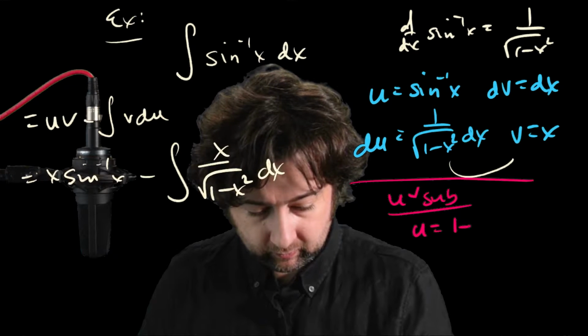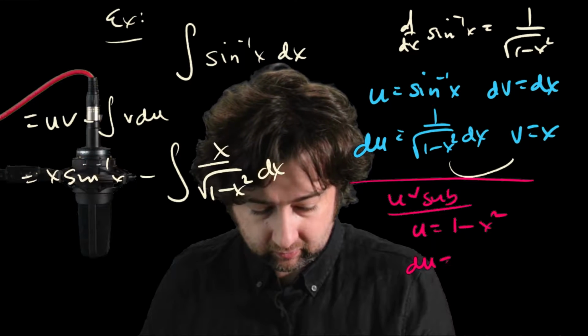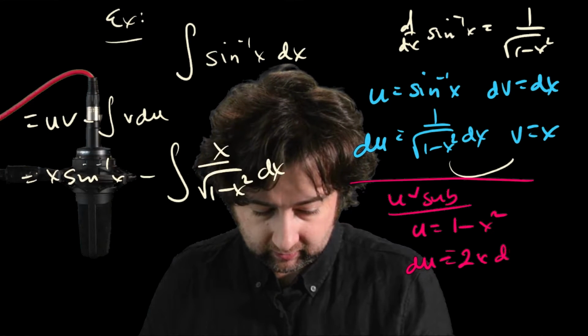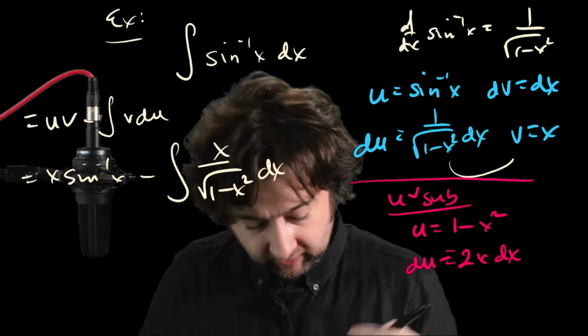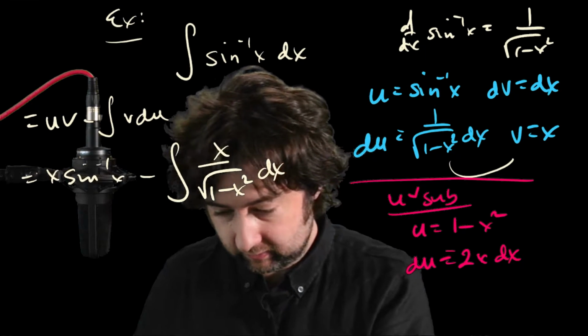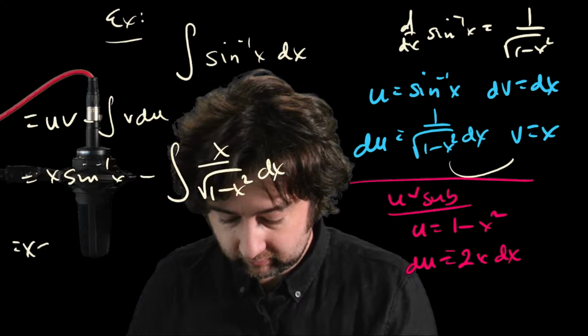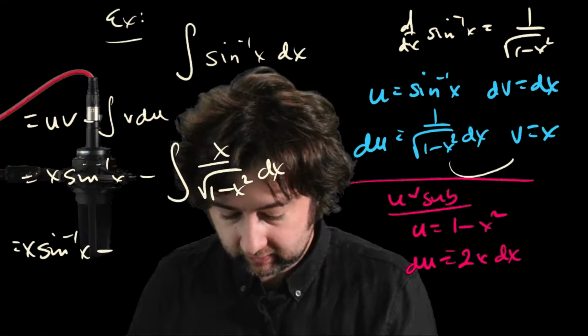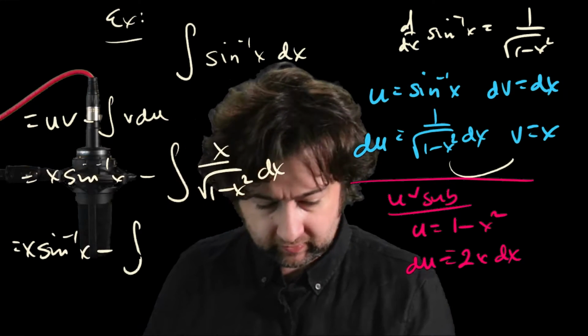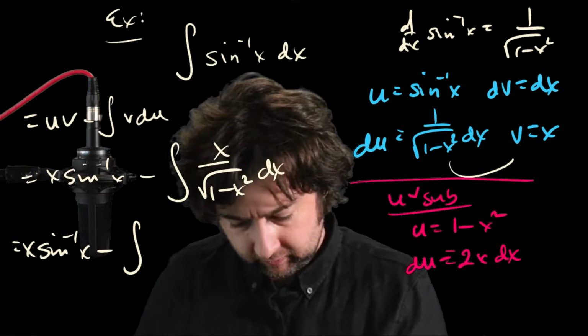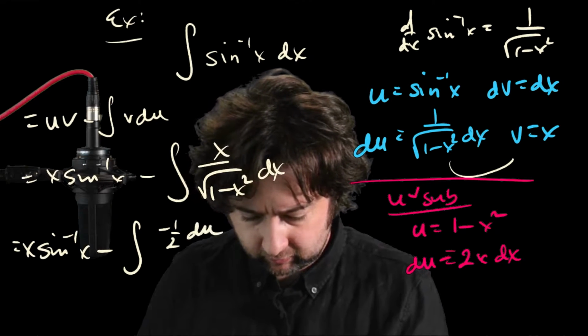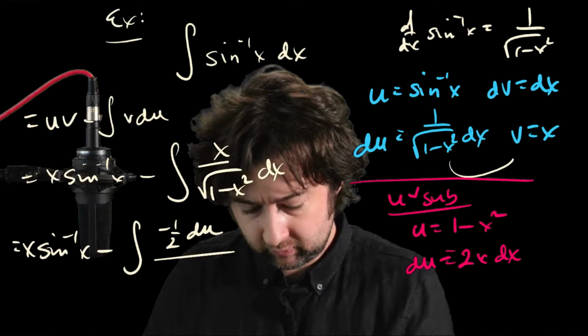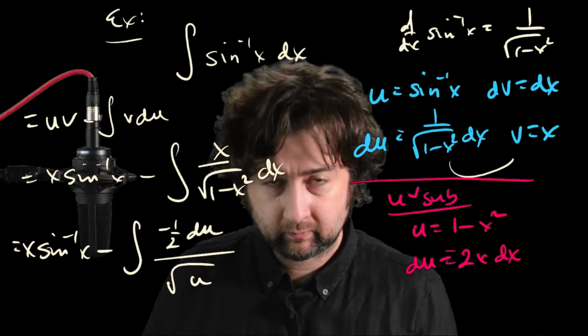Let u equal 1 minus x squared, so that du is equal to negative 2x dx. And after you do the substitution, what you're going to get is that all of this is equal to x inverse sine of x minus the integral. Okay, so this gets replaced with a minus 1/2 du, and on bottom you have a square root of u.